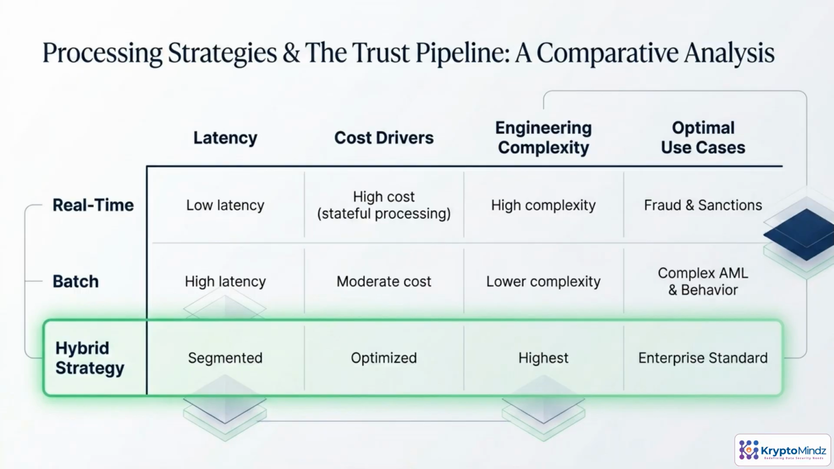Designing the trust pipeline is largely about choosing a processing strategy. Real-time gives you low latency and strong fraud and sanctions control. But it's expensive and complex because you're making stateful decisions inline. Pure batch is cheaper and simpler, but too slow for anything safety critical. It's better suited to complex AML analytics and behavioral models. Most serious platforms end up hybrid: segment events, reserve real-time for must block now, and push everything else into smart batch processing.